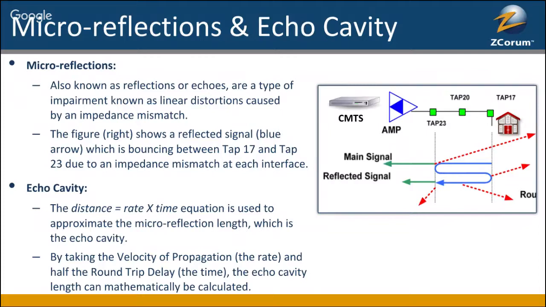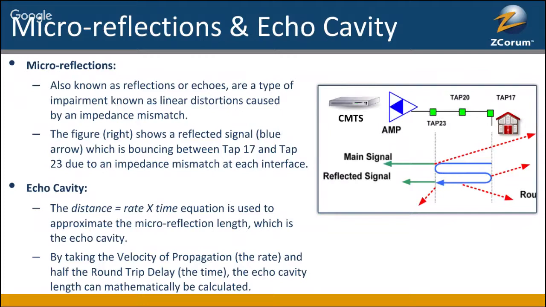So let's step back a little bit about the echo cavity. And again, another analogy. Let's go back to 5th grade math class. In this example, little Johnny was in a car traveling 55 miles an hour, and the teacher says, how much distance will you go if you travel 1 hour? Well, you take the rate, which is 55 miles an hour, times the time, which is an hour, and the distance covered is 55 miles. Now let's take that same equation and apply it to the echo cavity calculation.